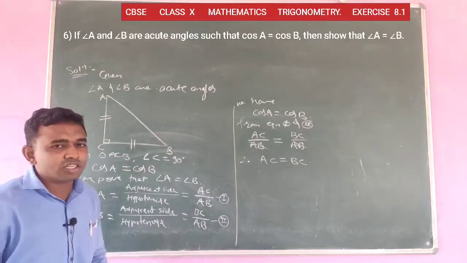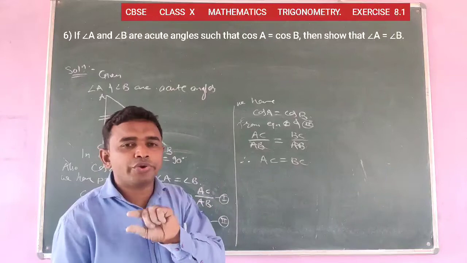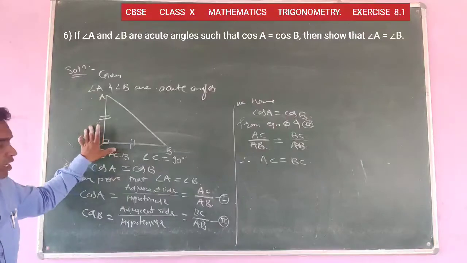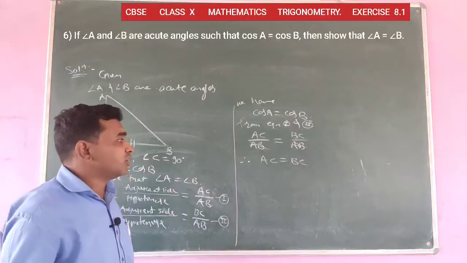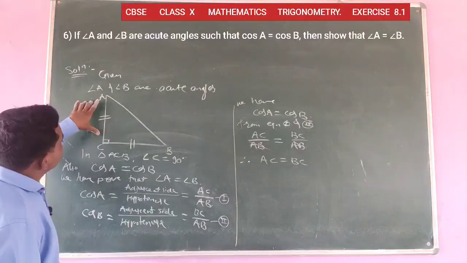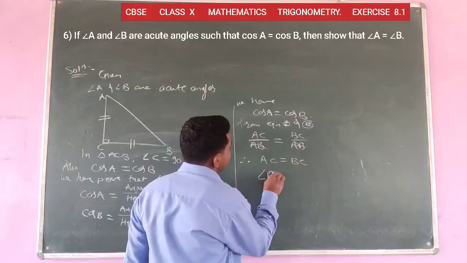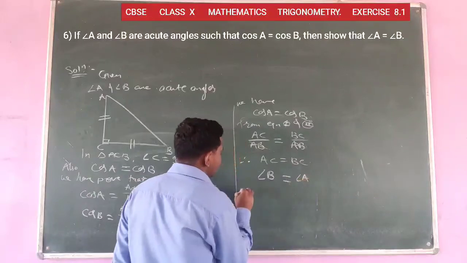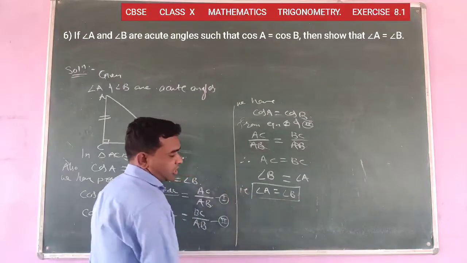And in any triangle, if two sides are congruent, then the angles opposite to the congruent sides are also equal. Means if two sides are equal in any triangle, then the angles opposite to the equal sides are also equal. So for the side AC, the opposite angle is B, and for the side BC, the opposite angle is angle A. That is, angle A is equal to angle B. Hence, it is proved.